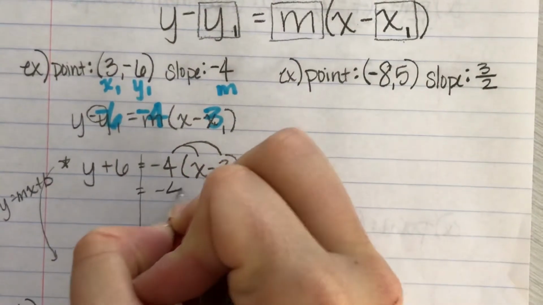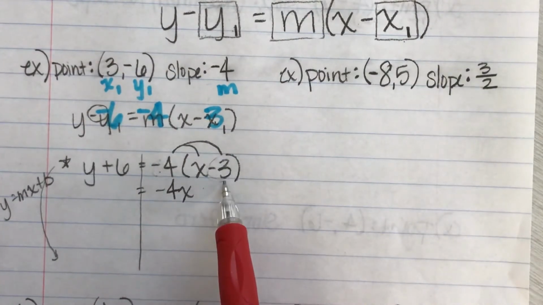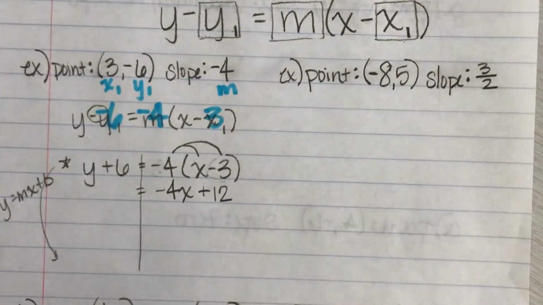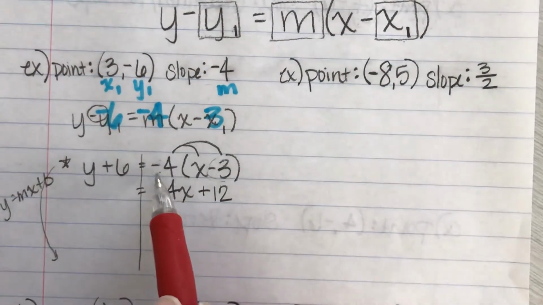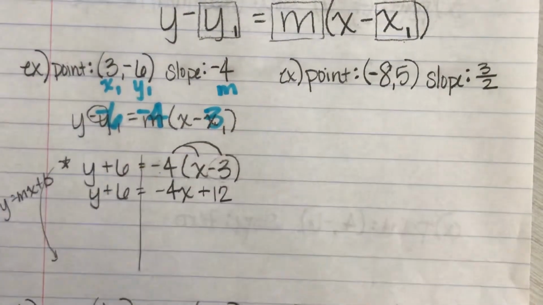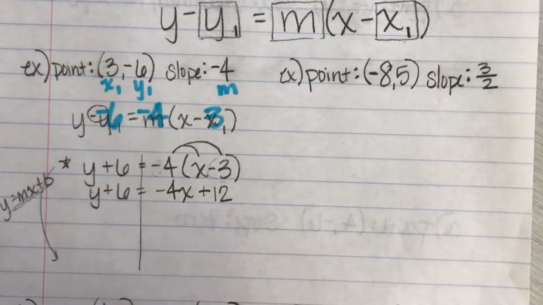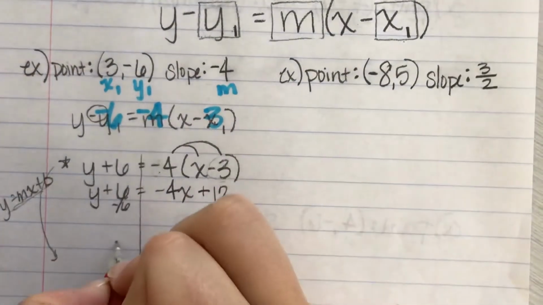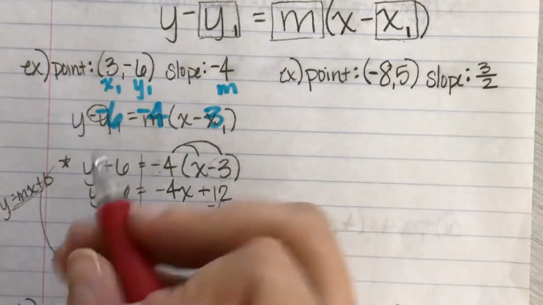So I end up with -4x, and then -4 distributed to a -3. Still got lots of people messing this up, guys. That makes a positive 12 in this situation. Okay, I'm not going to be forgiving on that. You've got to get that tracked down. A -4 times a -3 is a positive 12. And then I'm left with y plus 6 over here. I'm getting closer to this mx plus b, but I still don't have y completely isolated. So I'm going to go ahead and subtract 6 to isolate that y. And I end up with y equals -4x plus 6, positive 12 minus 6.